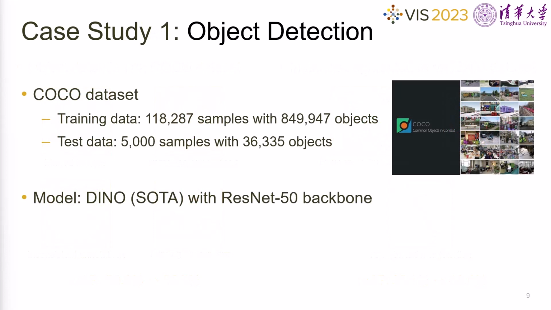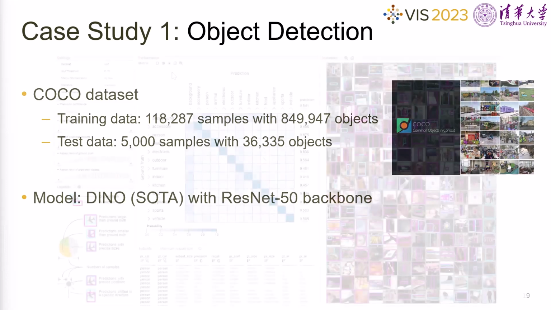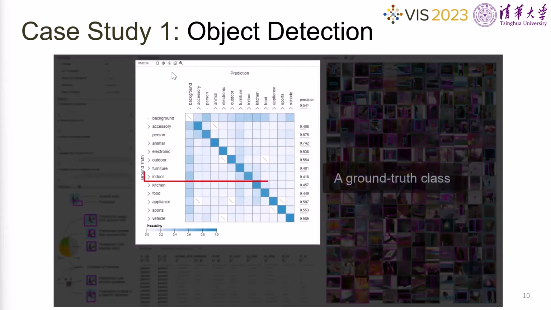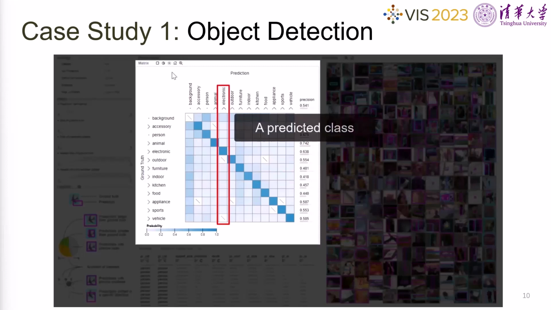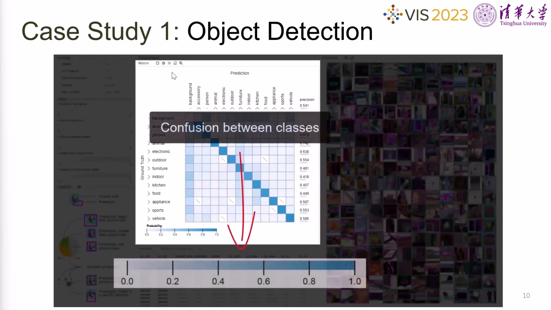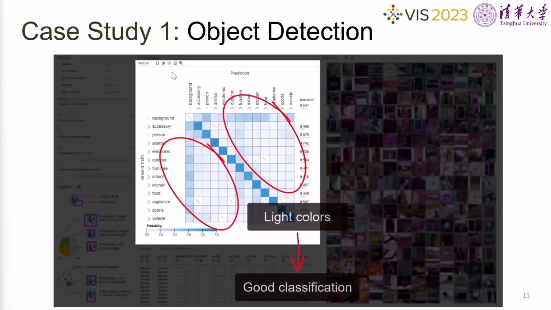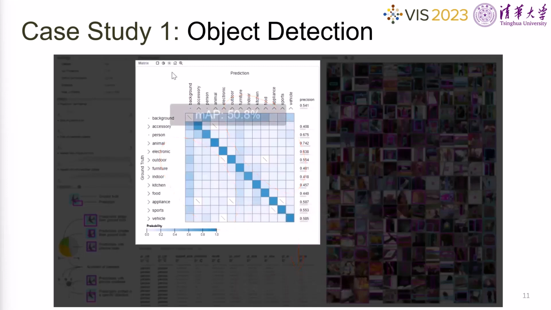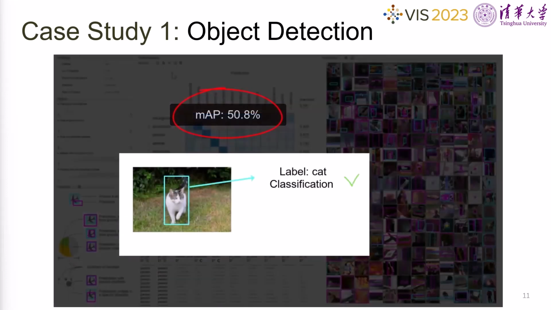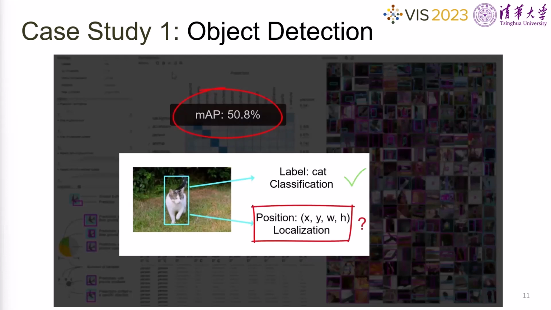In this case study, the primary concern of the experts is the mAP on the test samples. Thus, they chose to evaluate the model on the test samples. In the matrix-based visualization, each row of the matrix represents a ground truth class, and each column represents a predicted class. The cell color encodes the confusion between classes. Most of the off-diagonal cells have light colors. It indicates that the model classifies objects of different superclasses well. However, the mAP is still low. The expert thinks the model fails to localize objects accurately.